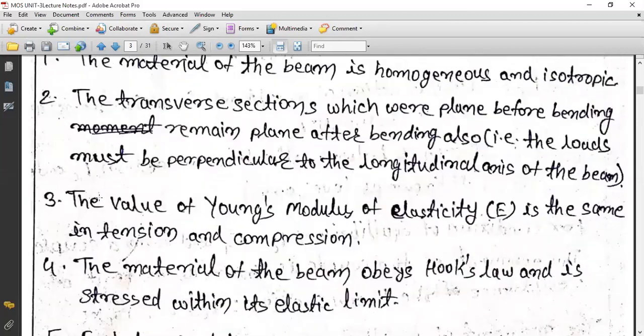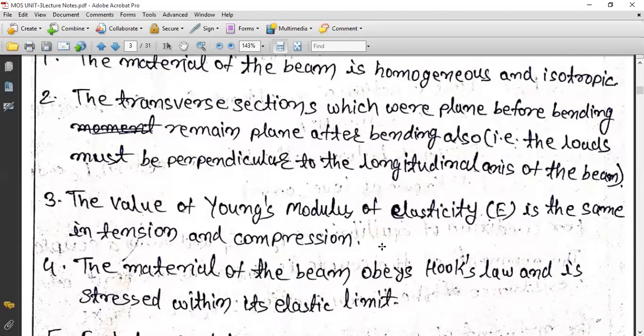The value of Young's modulus of elasticity E is the same in tension and compression. That is actually not possible, that's why we are taking it as an assumption. Assumption means which can be assumed. So these are all the assumptions.